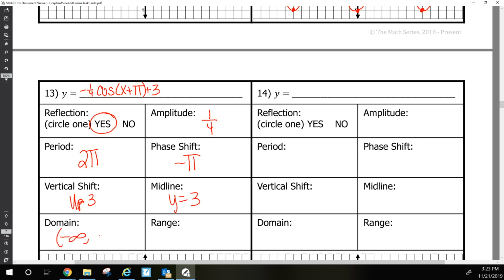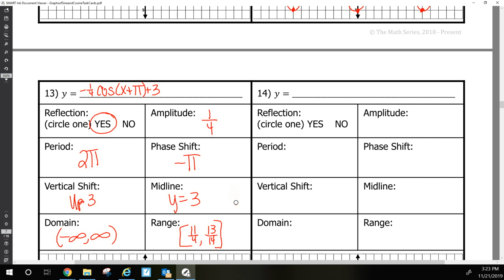Domain for all sine and cosine is negative infinity to positive infinity. Our range is going to be 1/4 above 3 and 1/4 below 3. So below 3, that would be 12/4 would be 3, right? 12 divided by 4 would be 3. If I subtract 1/4 from this guy, I'd have 11/4. If I add 1/4 to this guy, I've got 13/4.